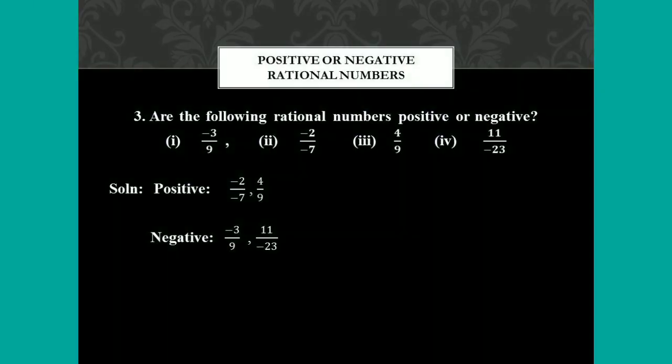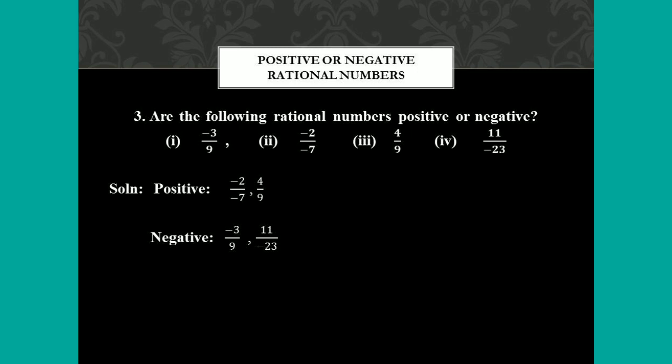So the next one, positive rational number and the negative rational number. Positive rational number, which means if both the numerator and the denominator are of the same sign, which means both may be positive or both may be negative. But a negative rational number, if the numerator and the denominator are of opposite sign, those numbers only we can say negative rational number. And here you have some examples of positive or negative rational number.